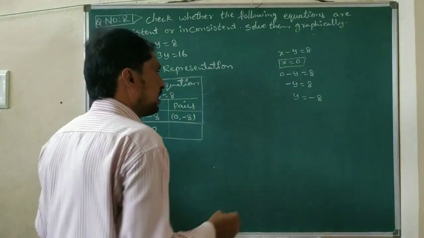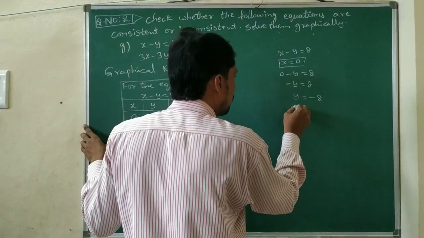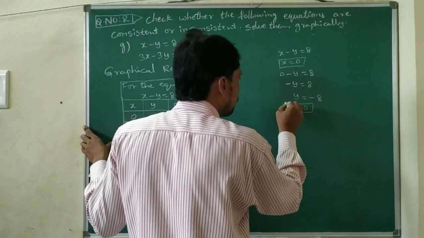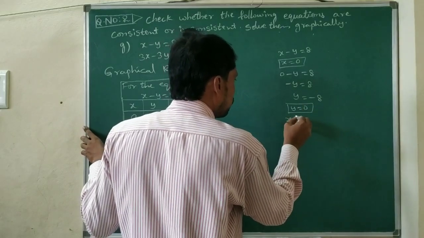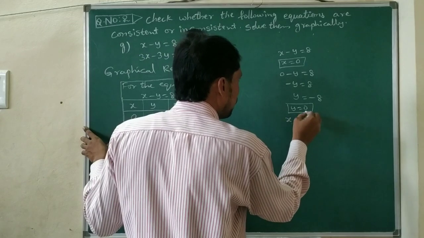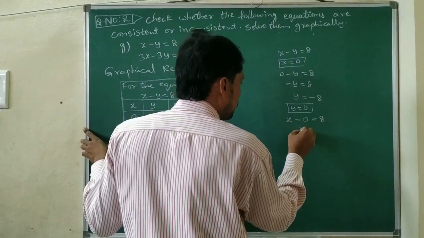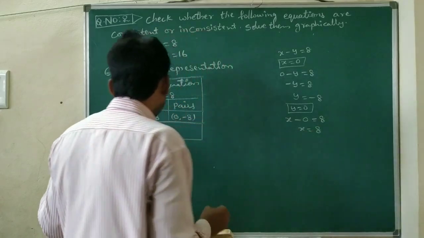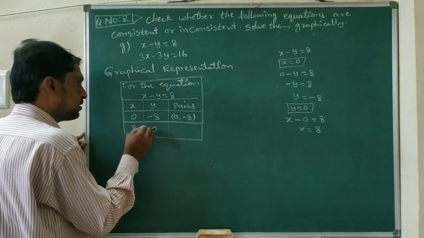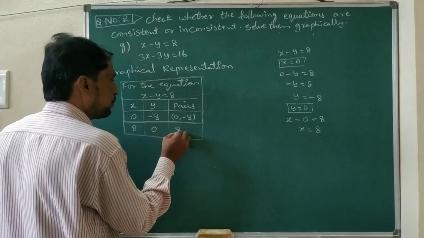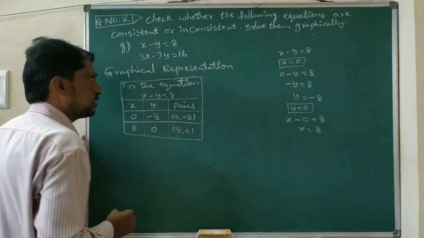Next, the x value we assumed. Now y value you can take as 0. So y value 0 means x minus 0 equal to 8, that is x equal to 8. So the pair we are getting is 8 comma 0.